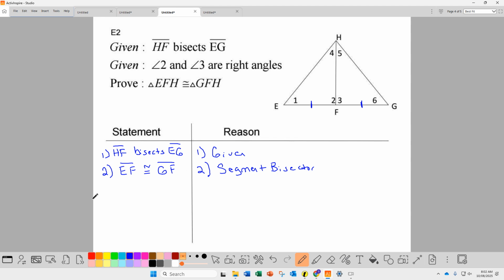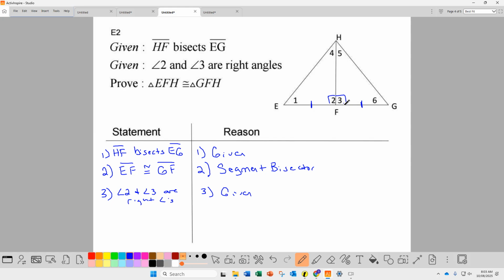So now I'm going to use the other piece of given information. You could do it second, you could do it third, it doesn't matter, as long as you got it there. Okay? Angle 2 and angle 3 are right angles. All I'm doing is copying it. My reason for that is just given. All I did was literally just take it from the stack and drop it down in there. Once you drop that in there, draw the right angles on the picture.